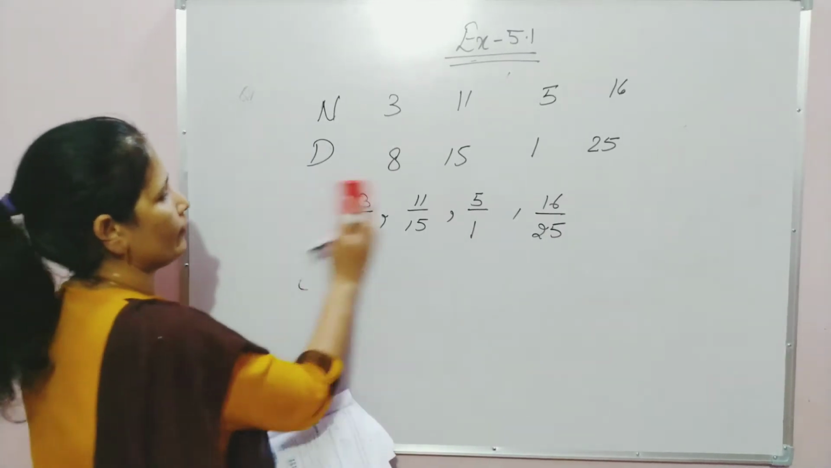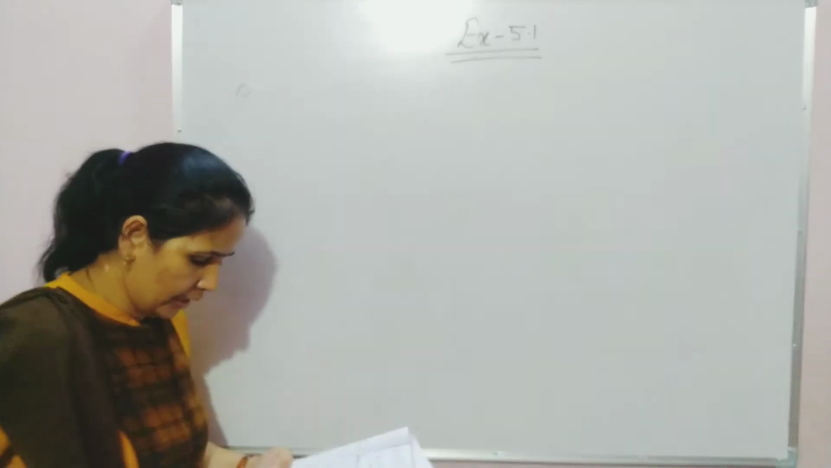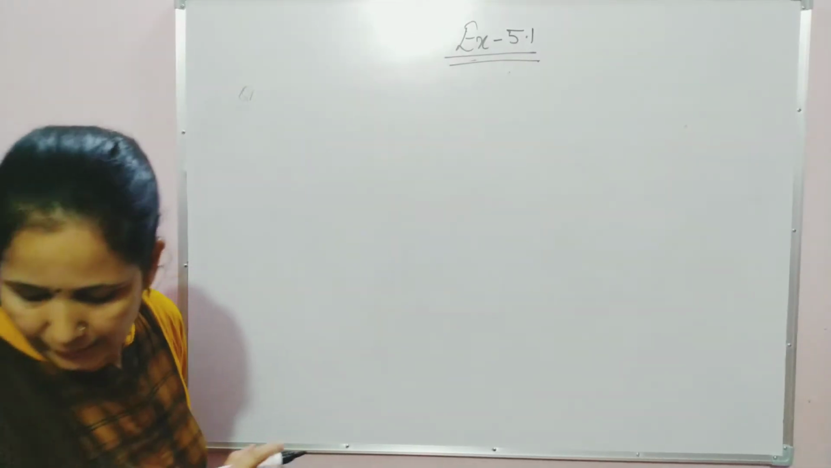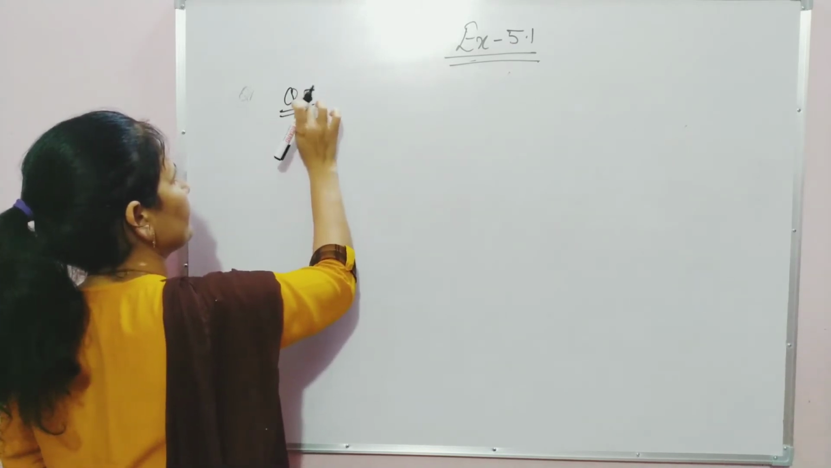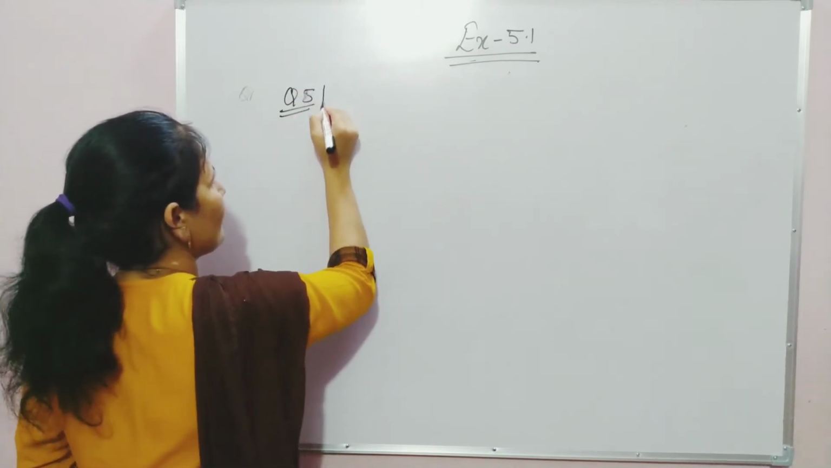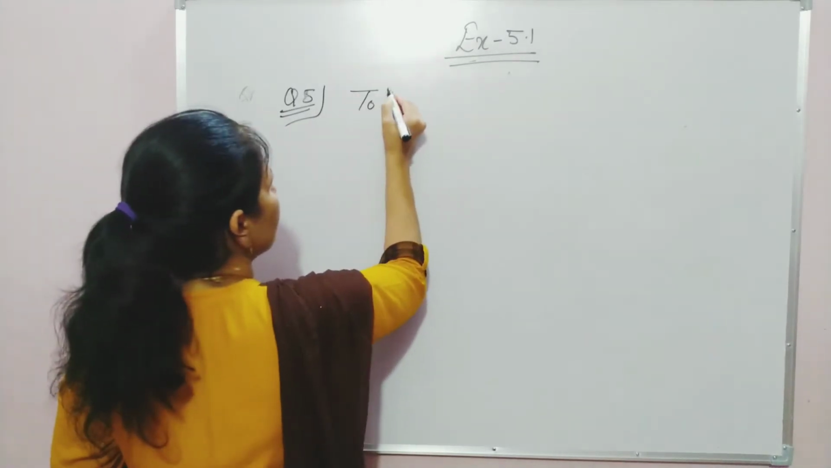Let's discuss question number 5. In question number 5, they have given there are 12 apples. In question number 5, I am going to write in short. Total apples they have given.